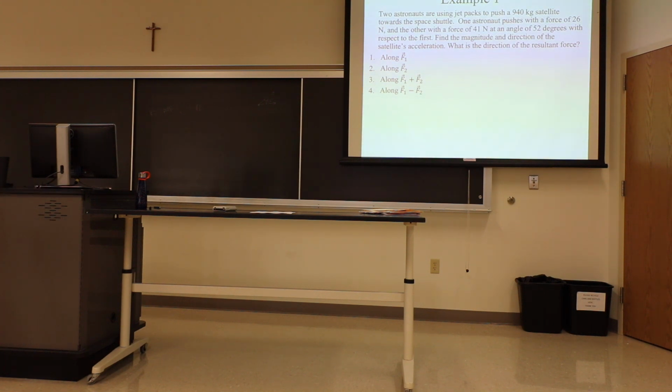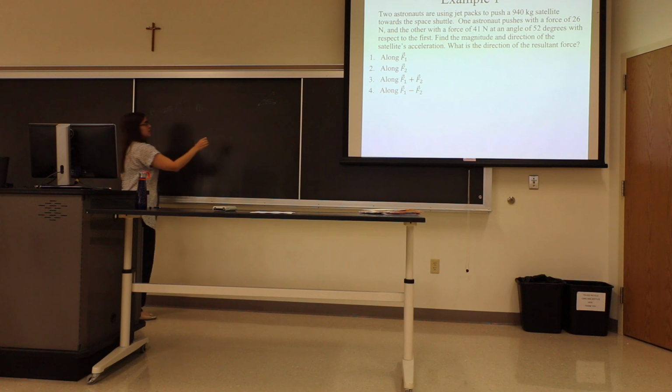I mean, one of us might be stronger than the other. Well, yeah, because one might be pushing at 26 newtons, the other one's pushing at 41. But it'll kind of be somewhere in between. All right? So you add them, because my push plus Theo's push will give you the resultant push, the total push that we're pushing on the satellite.